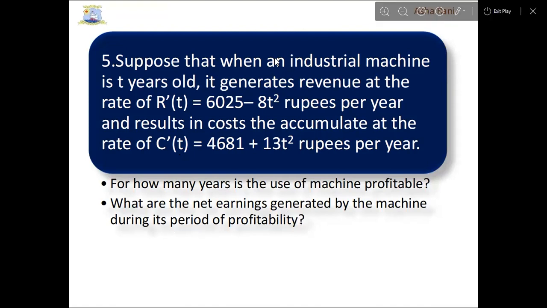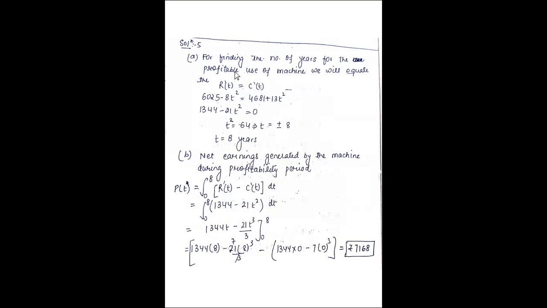So for finding the number of years for the profitable use of the machine, we have to equate the rate of revenue with respect to time and the rate of change of cost with respect to time. This will be, both rate of cost and revenue will be the same. So using these two functions, we have found t is 8 years.